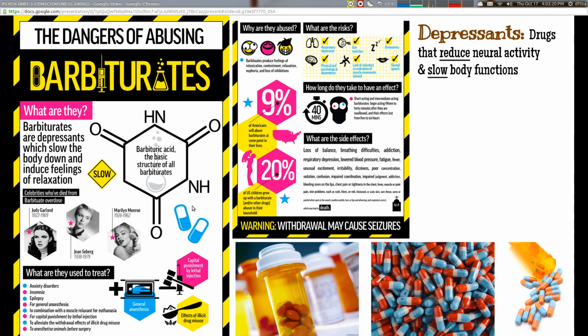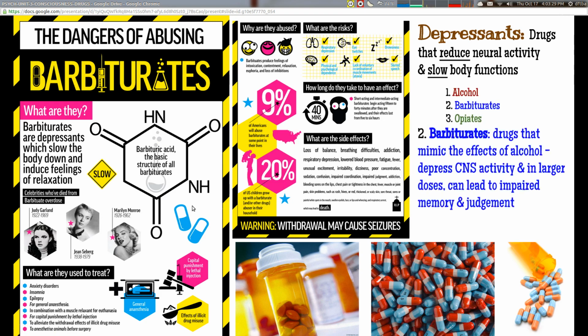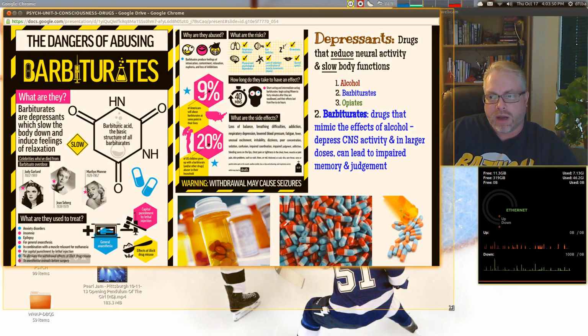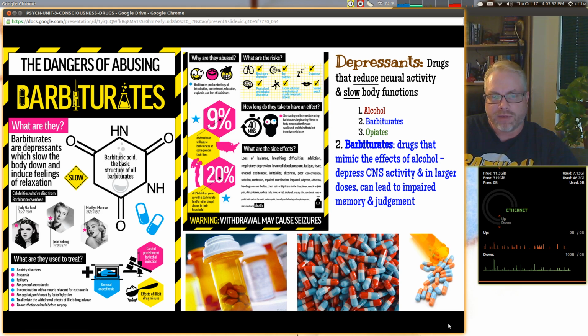But let's look at some more depressants. These are drugs that reduce neuroactivity and slow down the body. We said alcohol was one, barbiturates is another, and so are opiates. What are barbiturates? Well, they're drugs that mimic the effects of alcohol. They depress the CNS, the central nervous system activity, and in larger doses they can lead to impaired memory and judgment.